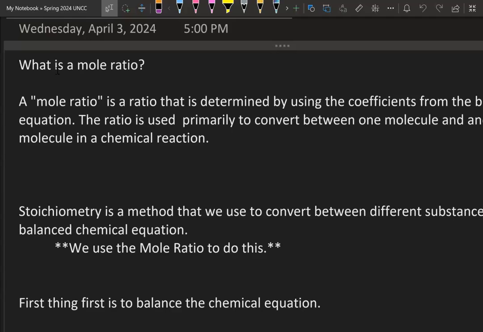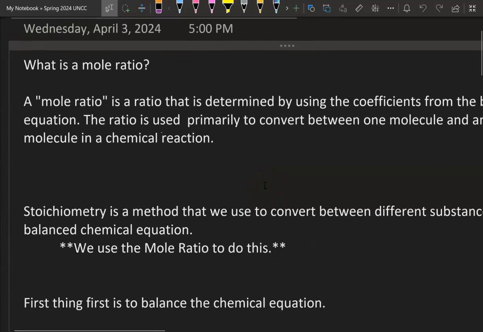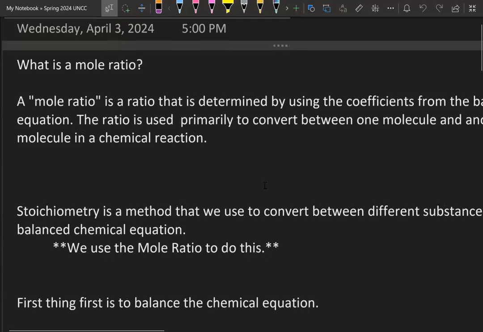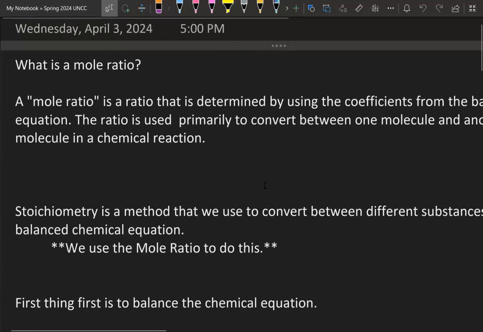So first of all, what is a mole ratio? A mole ratio is a ratio that's determined by using the coefficients from the balanced equation. It's a ratio that we use primarily to convert between one molecule and another in a balanced chemical equation. Now, the whole purpose of a mole ratio is to be able to calculate things that you might produce, how much you might need to react.